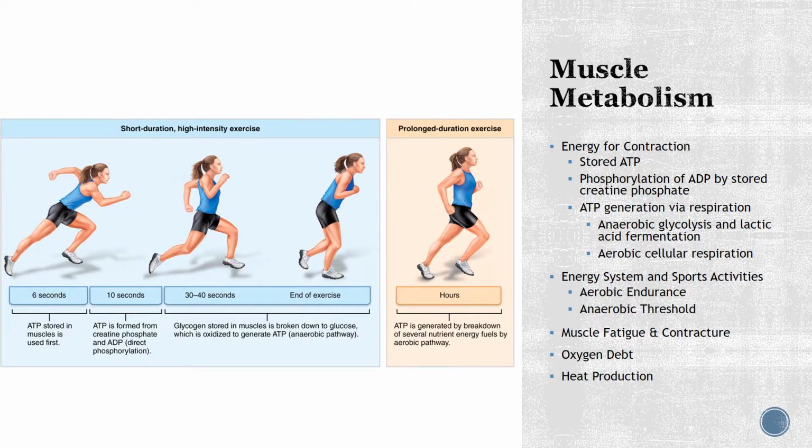Muscle fatigue and contraction. Muscle cramps are an imbalance of ions, and they happen when you run out of ATP. Oxygen debt is the oxygen needed to get rid of the lactic acid you made. And your muscles also always produce some heat.